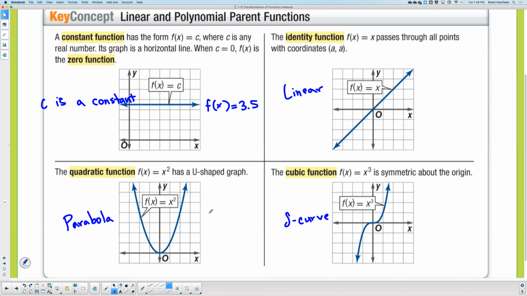Okay. You don't need to know all that, but those are the parent functions you do need to know. These are all graphs without transformations. They haven't been shifted, reflected, stretched, shrunk, anything like that.